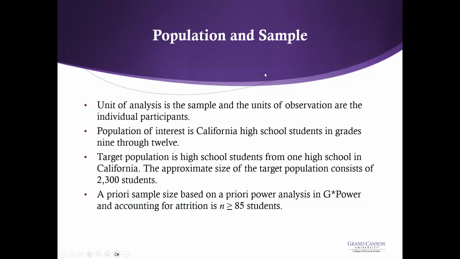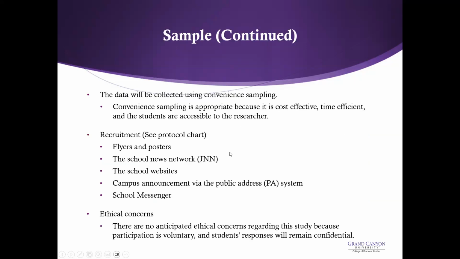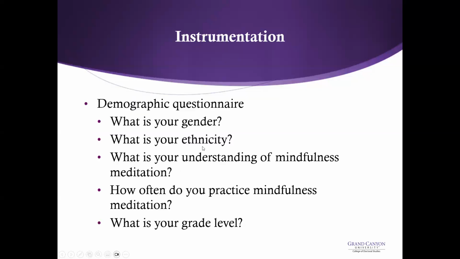Then going into the population and sample. So define the population. Who is the target population? What is the location from which you're going to sample from? What was the findings of our analysis? So we needed 85 students at a minimum. More on sampling, what is the sampling procedure? In this case, it's convenience sampling, giving a definition for that. Talking about recruitment and ethics.